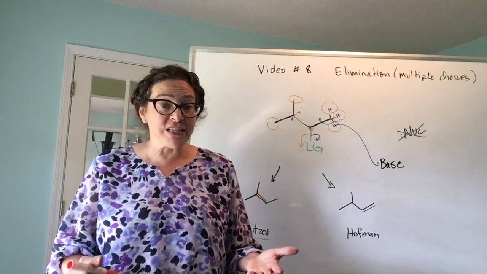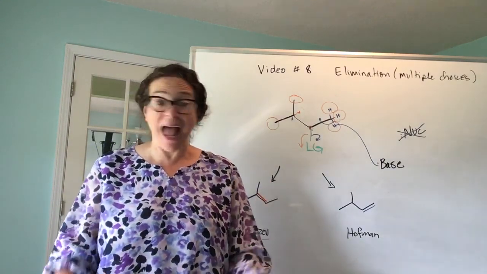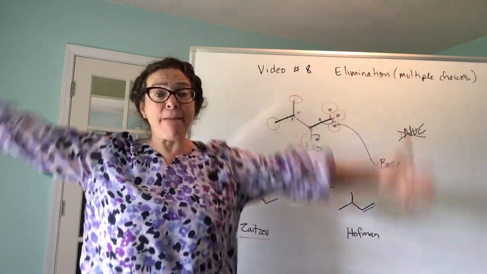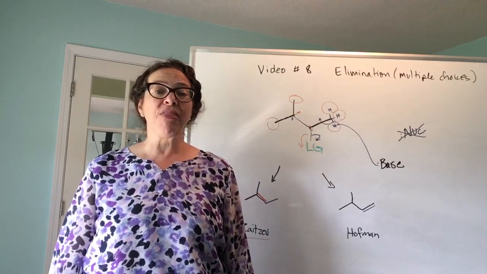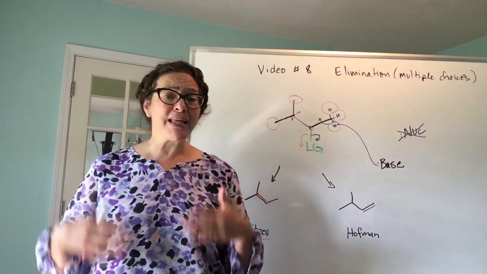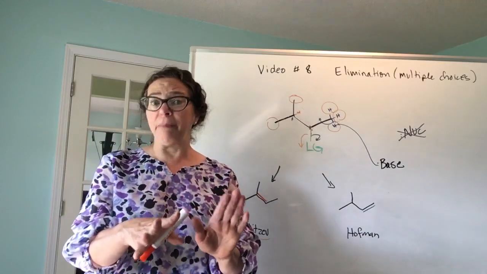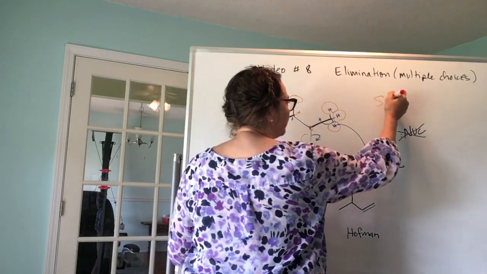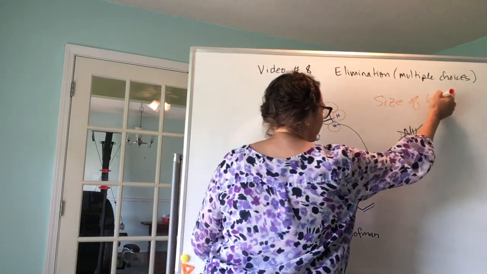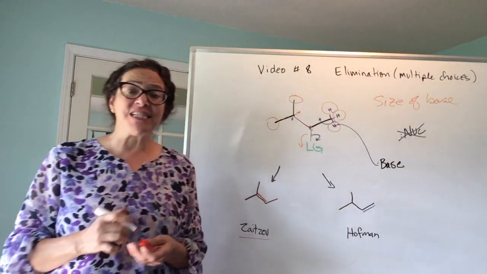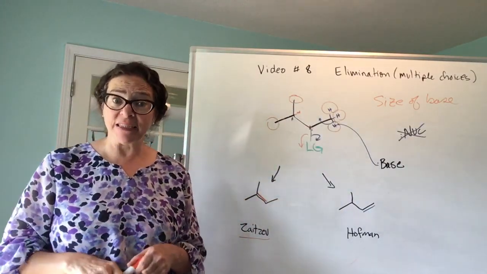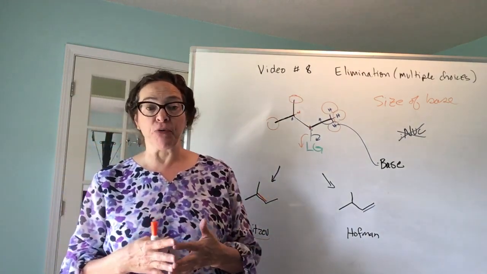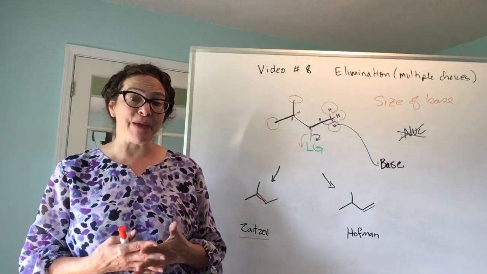What if you were going to steal a bank and you didn't have a little stealthy person that could go into that hole? You only had this mammoth 600-pound person. Well then, if they're that big, maybe they could just knock in the front door because they're that big. So the size of our base can help us to predict which product we're going to get, whether we're going to get the Zaitzev or the Hofman. There are many different products in your book that show you very, very large bases.